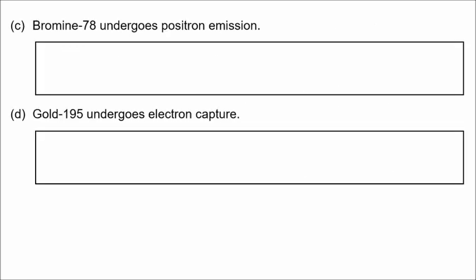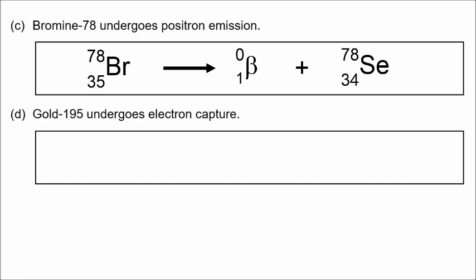For positron emission, we're going to have 0 over 1, and it's again going to be emitted, so it's given off. For electron capture, that electron is 0 over negative 1, and that's going to be written on the left side of the equation. All right, bromine is Br, atomic number 35. Here is the symbol for a positron, 0 over 1. So our new isotope would be 78 over 34, and that is selenium, Se.